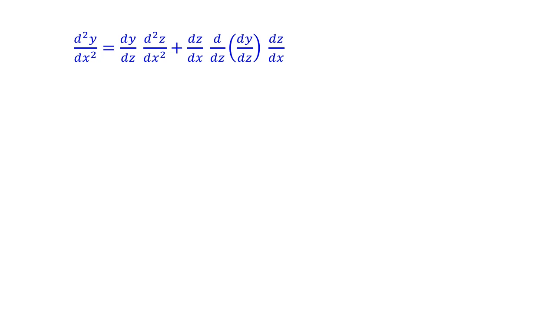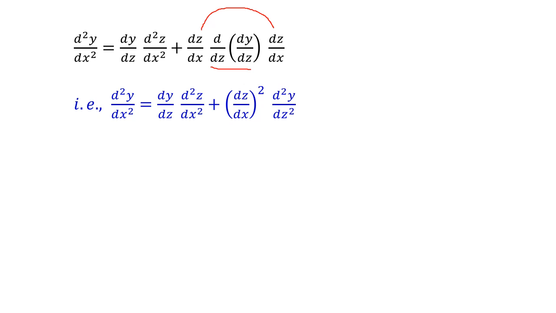Therefore, d square y by dx square is equal to dy by dz into d square z by dx square plus dz by dx into d by dz of dy by dz into dz by dx. Now d by dz of dy by dz is nothing but d square y by dz square, and dz by dx into dz by dx is nothing but dz by dx whole square. Therefore, d square y by dx square is equal to dy by dz into d square z by dx square plus dz by dx whole square into d square y by dz square.